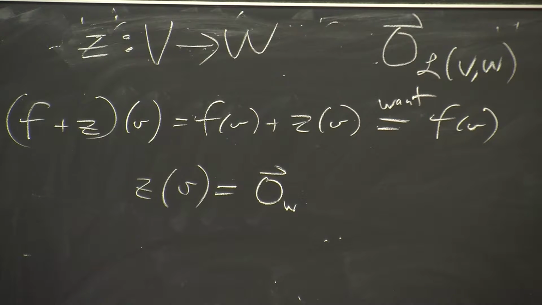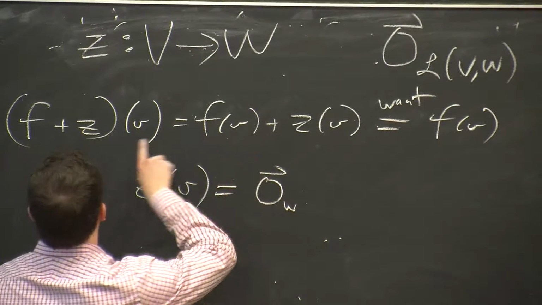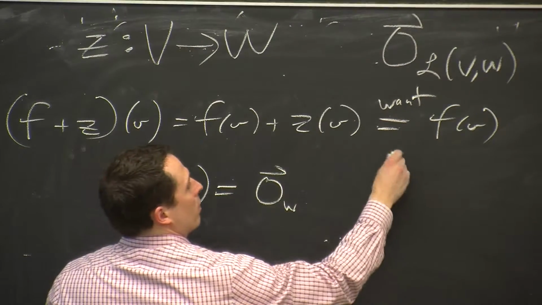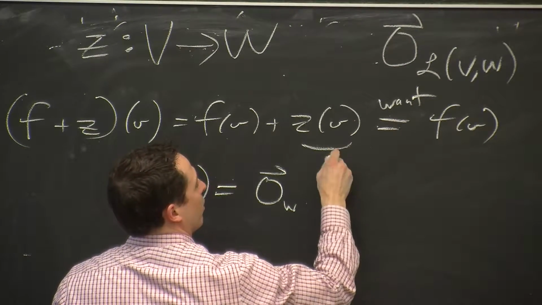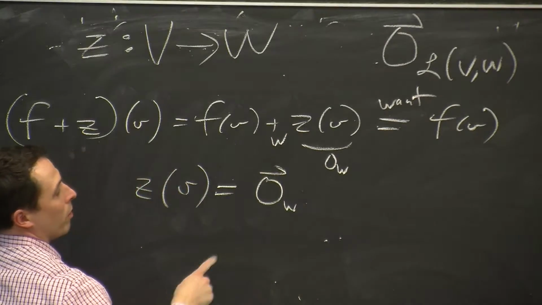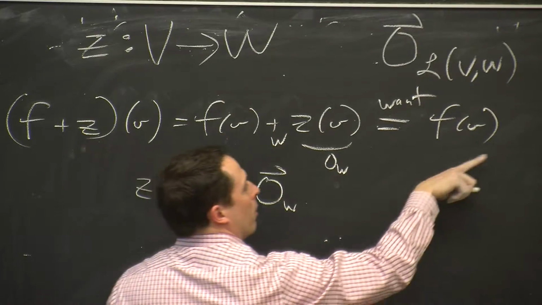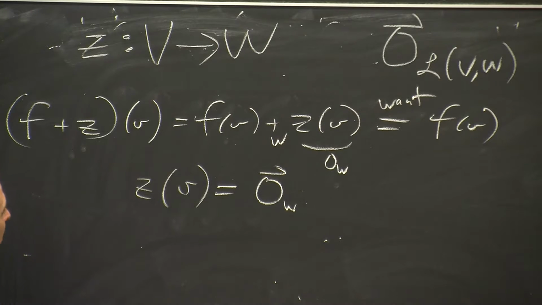It's a very boring function. Then this will be true, because this will always be 0 in W. This was addition in W. f(v) plus 0 is equal to f(v), by the additive identity axiom.